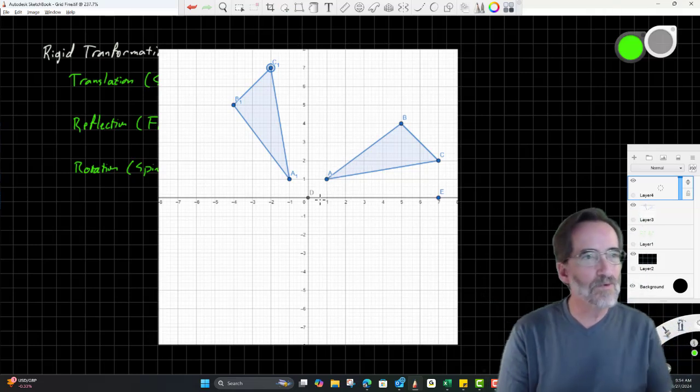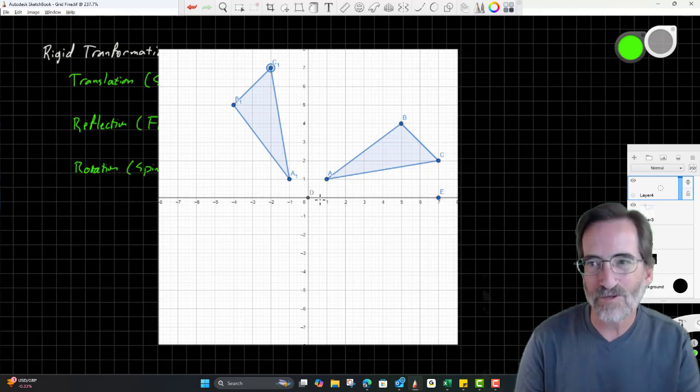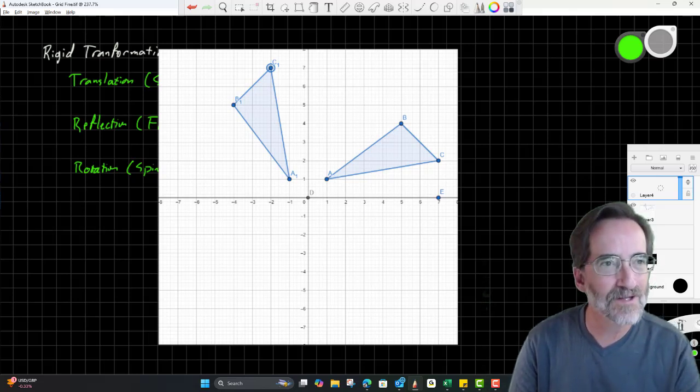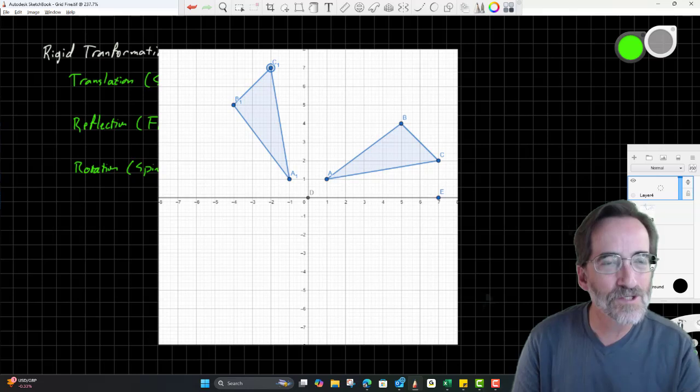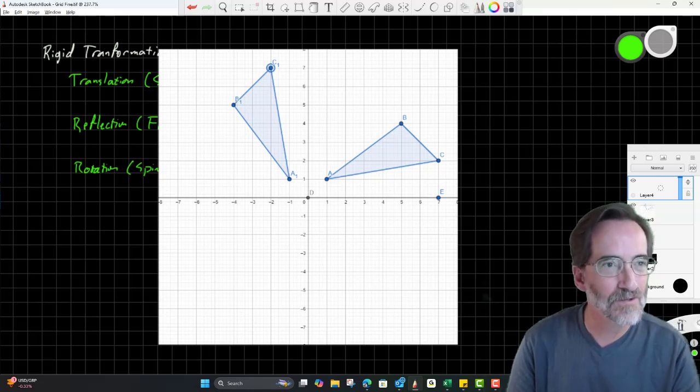And those are our rigid transformations. We're going to explore those a lot more, playing with graphs and things of that nature. So you will want your graph paper and your straight edge this unit. Lots of graph paper and straight edge.